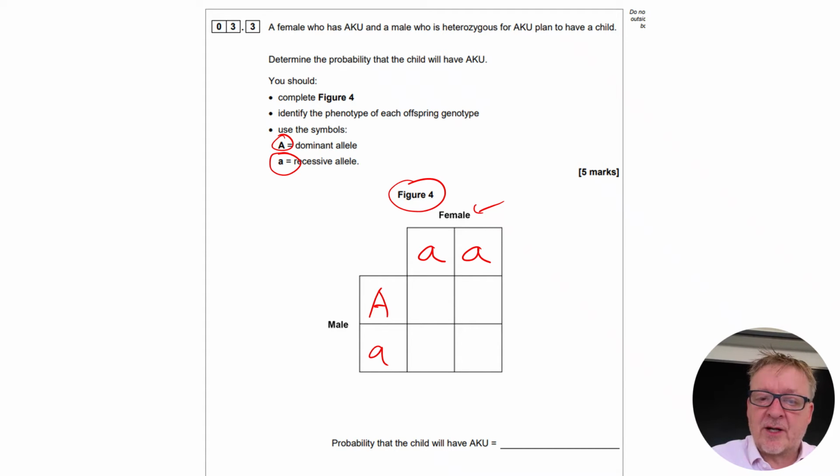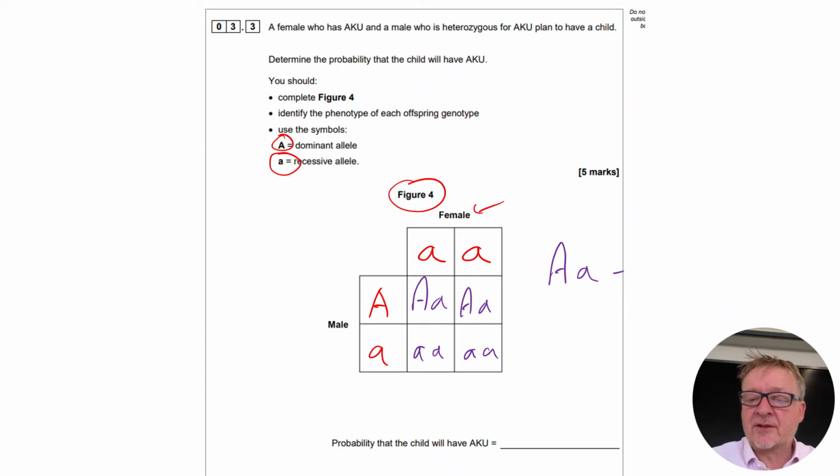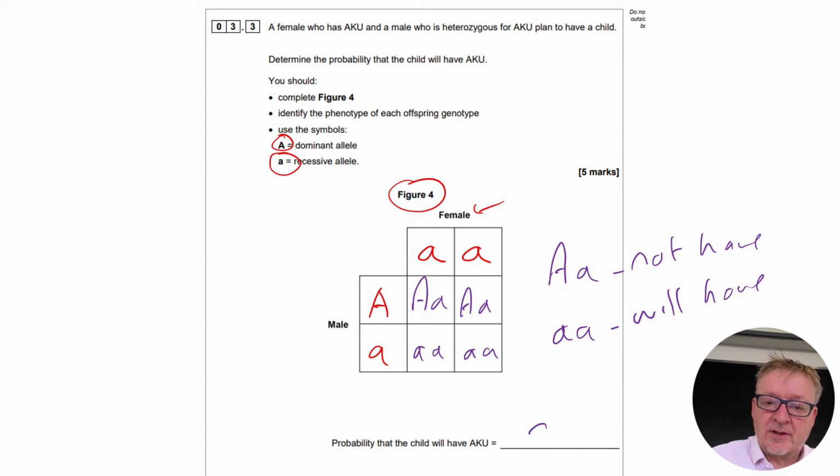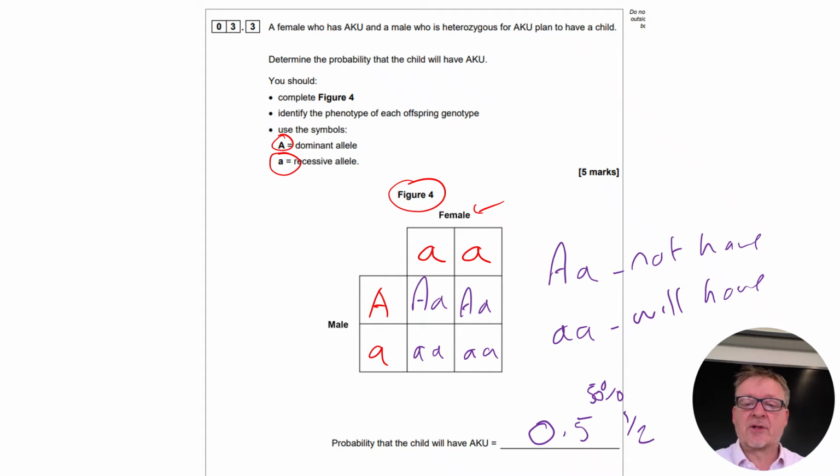Right, so let's do our Punnett square. Let's change colour, let's be exciting. Aa is heterozygous, and so they will not have it. aa is homozygous recessive, so they will have it. So the probability that the child will have AKU is 0.5, 50%, a half. I would go for the decimal each individual time.